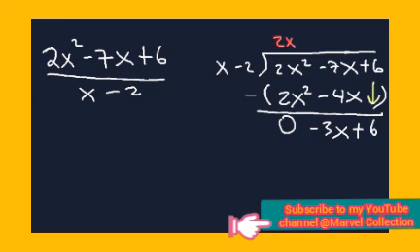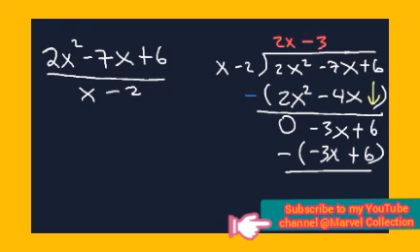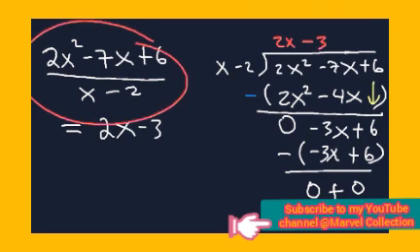So now let's divide. Negative 3x divided by x is negative 3. And now let's multiply. Negative 3 times x is negative 3x. And negative 3 times negative 2 is positive 6. So now let's subtract. Negative 3x plus 3x is 0. 6 minus 6 is 0. So the remainder is 0. Therefore, this is equal to 2x minus 3. So that's how you can divide polynomial expressions using long division.